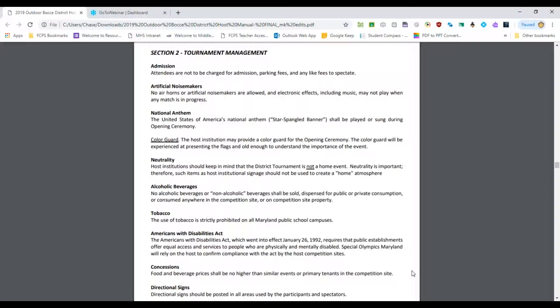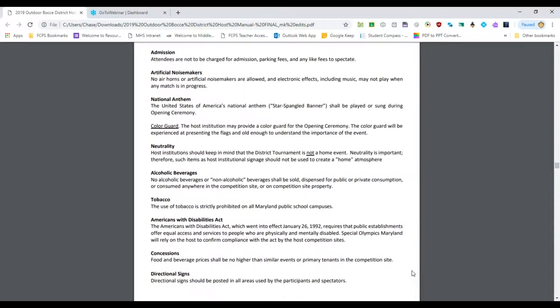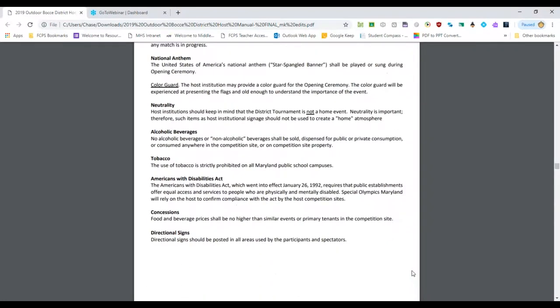National anthem should be played or sung during the opening ceremony. If color guards are available, they should be there to present the colors. Neutrality: if a school is hosting this event, this is not a home event for them. This is not an event put on by the school and the mascot. This is a Special Olympics event, so neutrality is very, very important. And there is to be no home field or presented-by status for the hosting school.